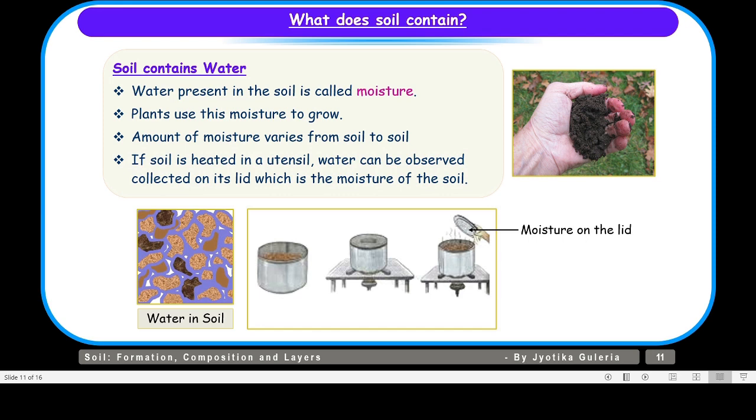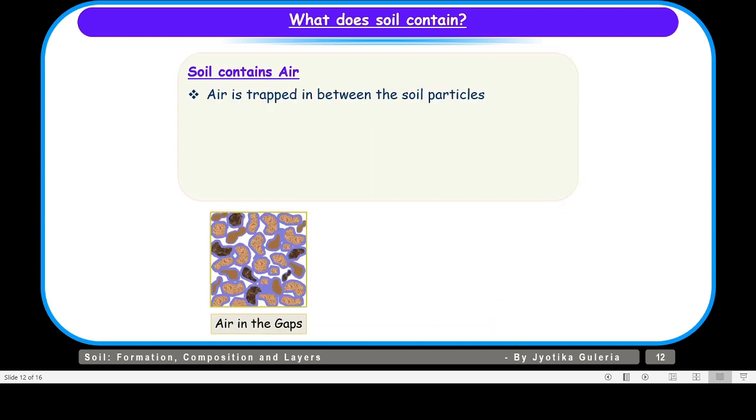If soil is heated in a utensil, water can be observed collected on its lid, which is the moisture of the soil. That means if you heat up soil in a utensil, the water which is present in the soil will start evaporating. And then you can see the water coming out of the soil. This proves that water is present in the soil. And now with this we'll move on to the air present in the soil and how to observe it.